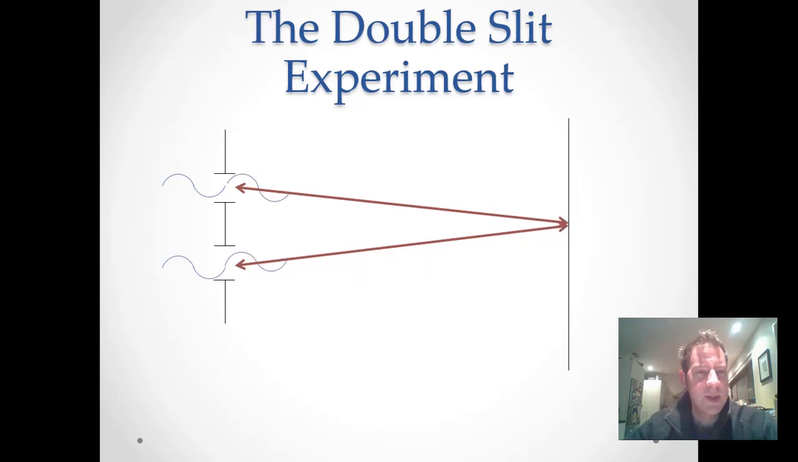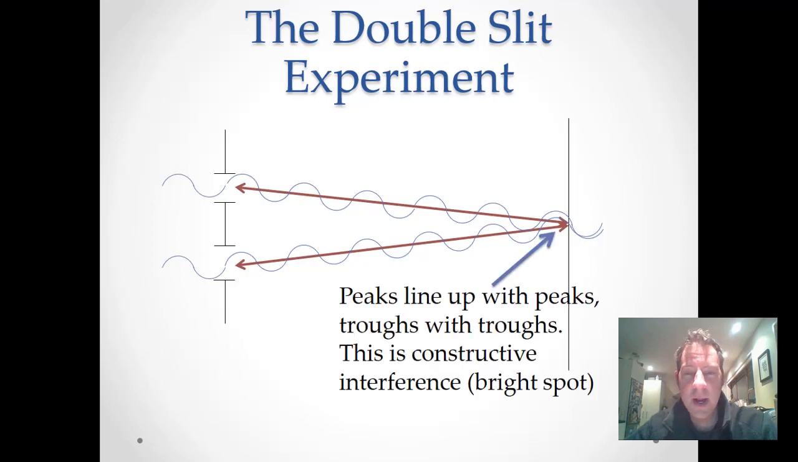So let's just project these waves along and see what happens when they get to that point. Notice that they're in phase and they continue to be in phase. So when they get to that point on the screen, the two peaks line up and the troughs line up. And so what you get is constructive interference. If it's light, it's a bright spot.